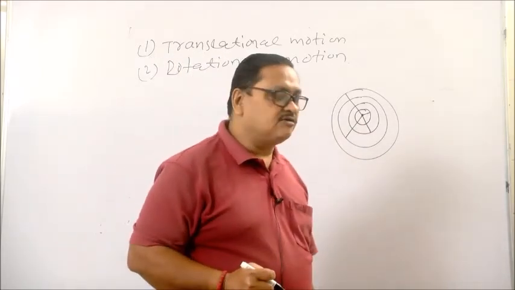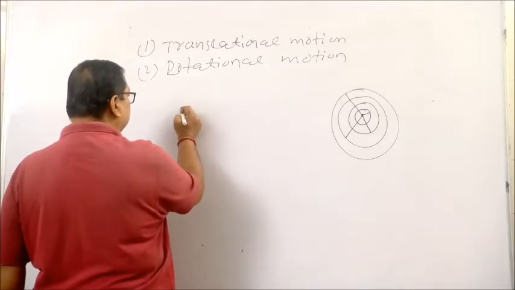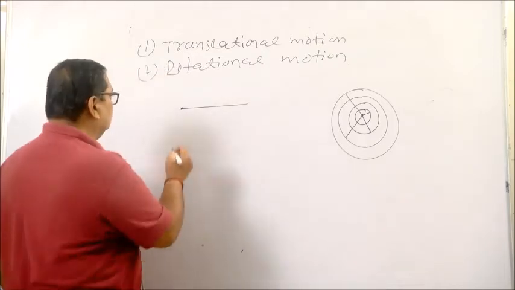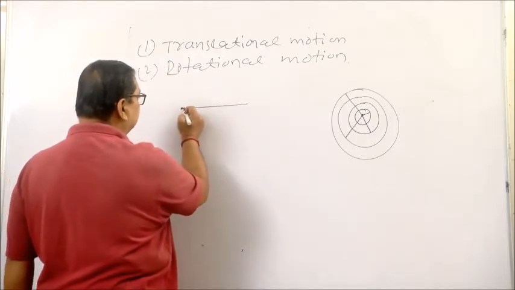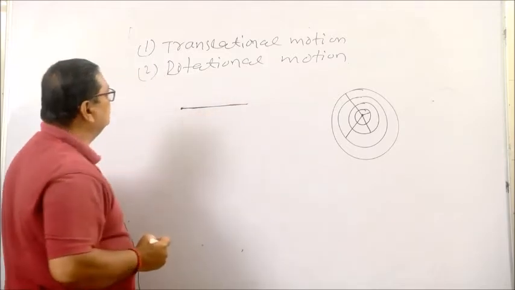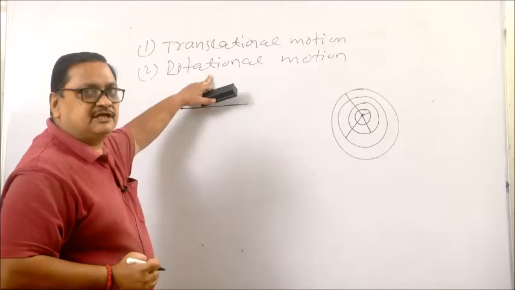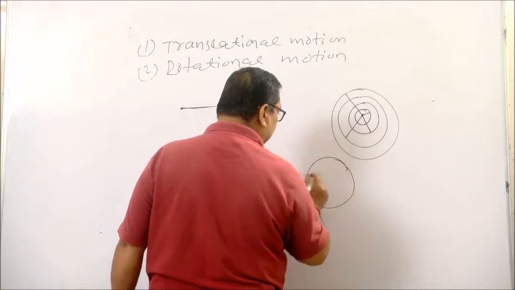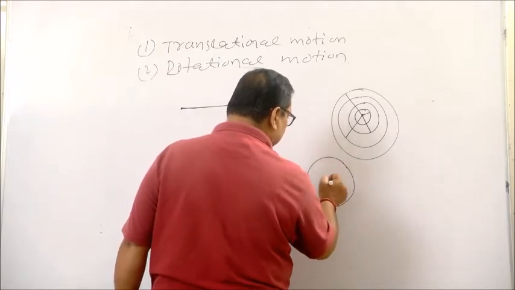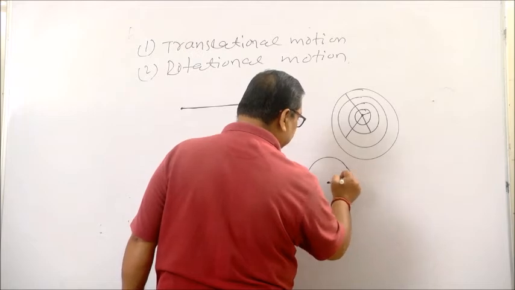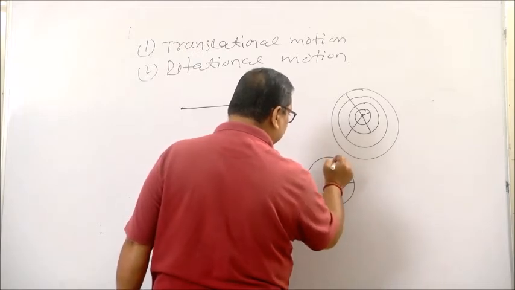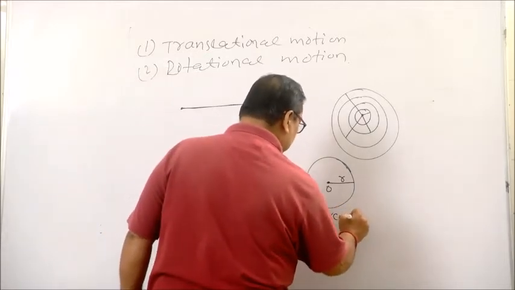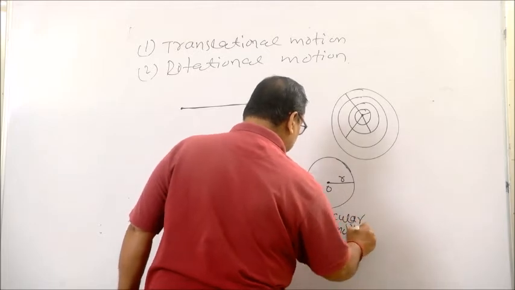Translational motion is also known as linear motion. Linear motion means a body is starting from a point and moving in a straight path, so its distance from this fixed point is varying gradually. So this is linear motion. Similarly, in rotational motion, if we consider a single particle, the particle will move in such a path. That is known as circular motion, and this fixed point is known as the center. The fixed distance is known as the radius, and the path is known as the circumference. So this is circular motion and this is linear motion.